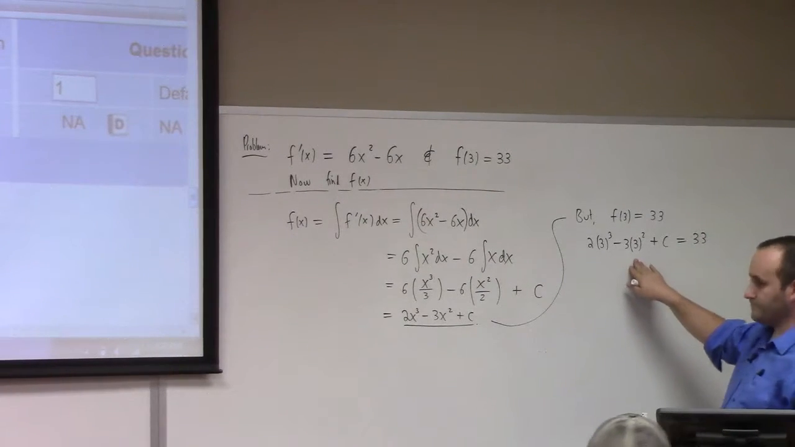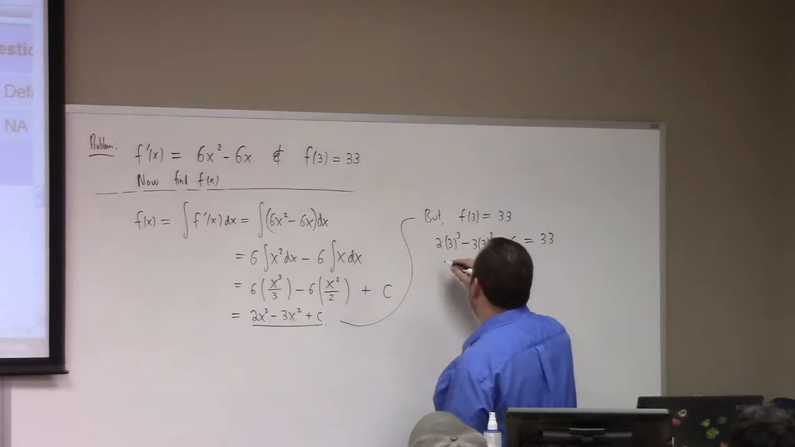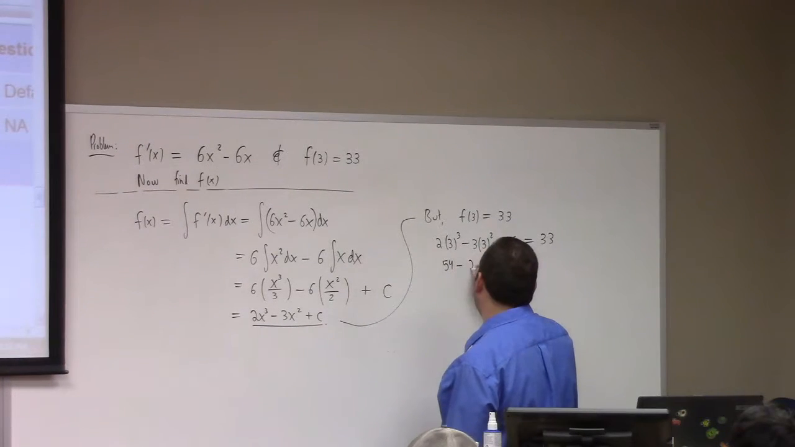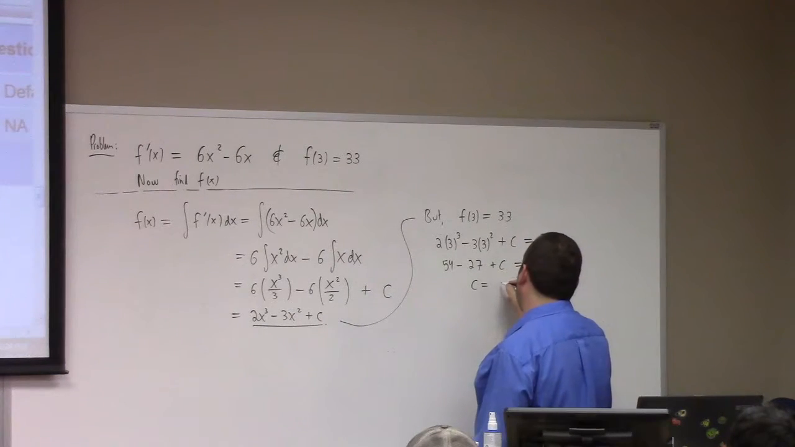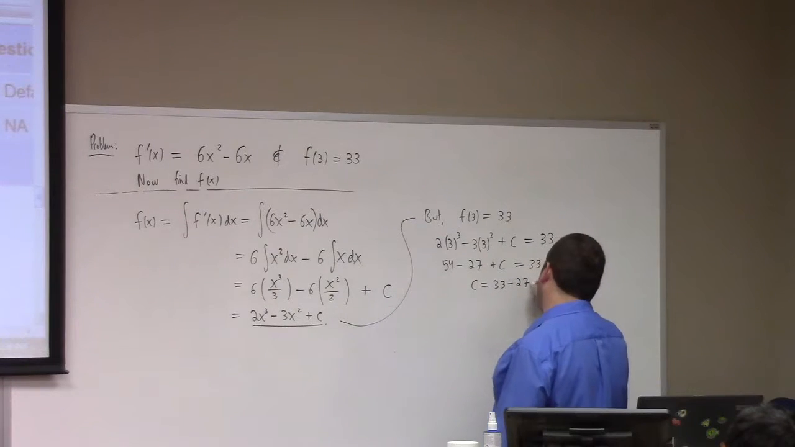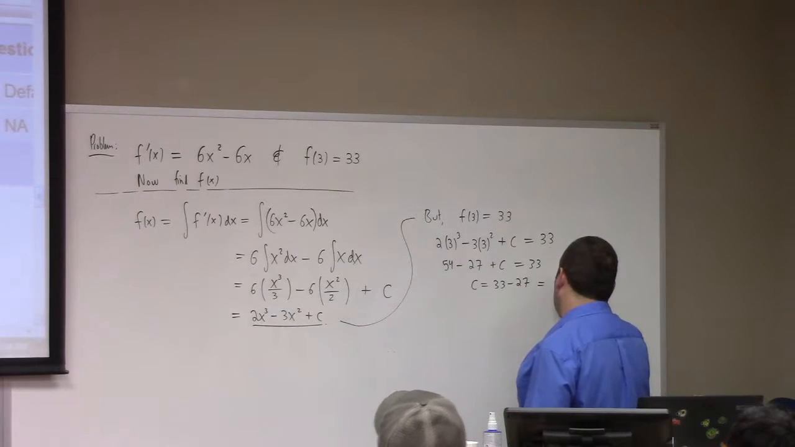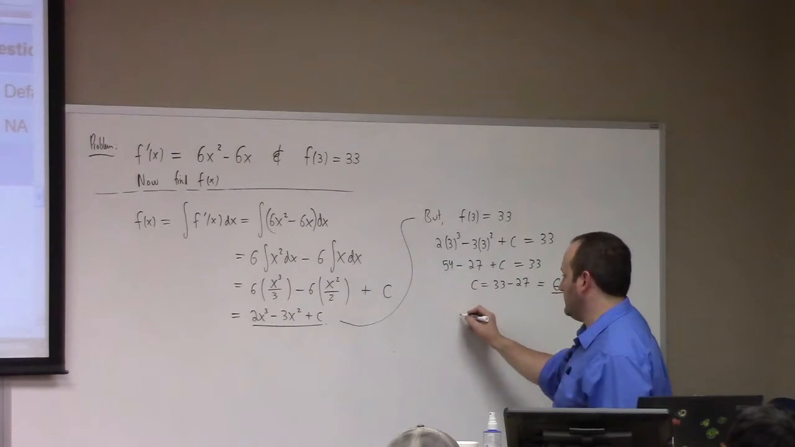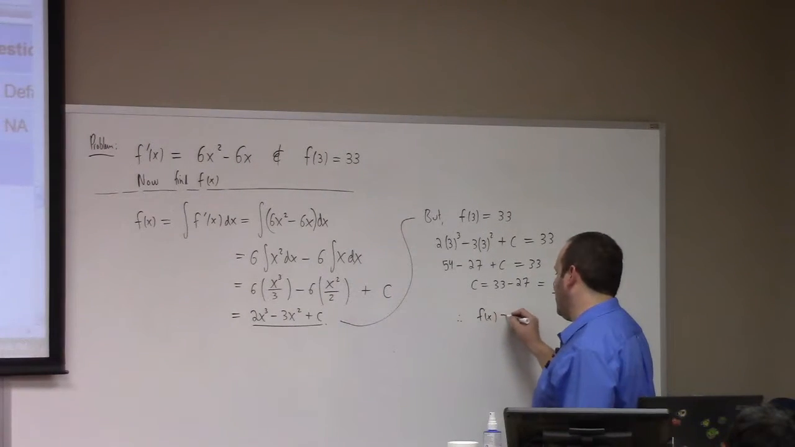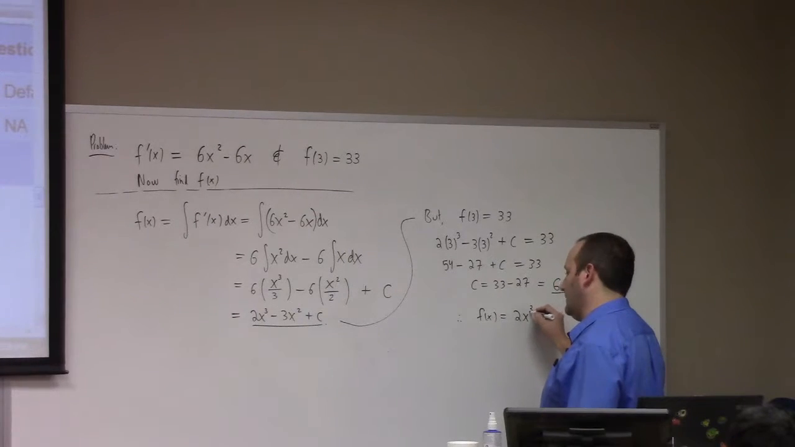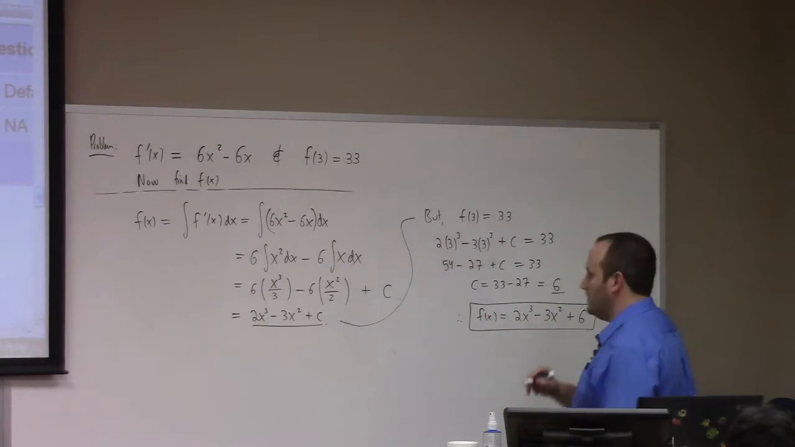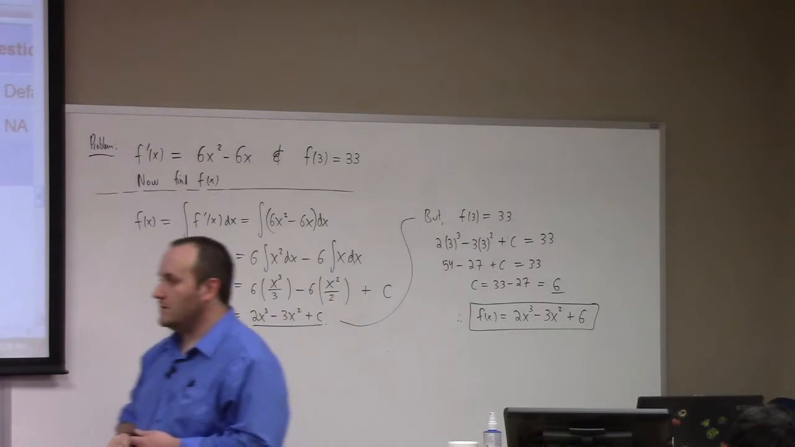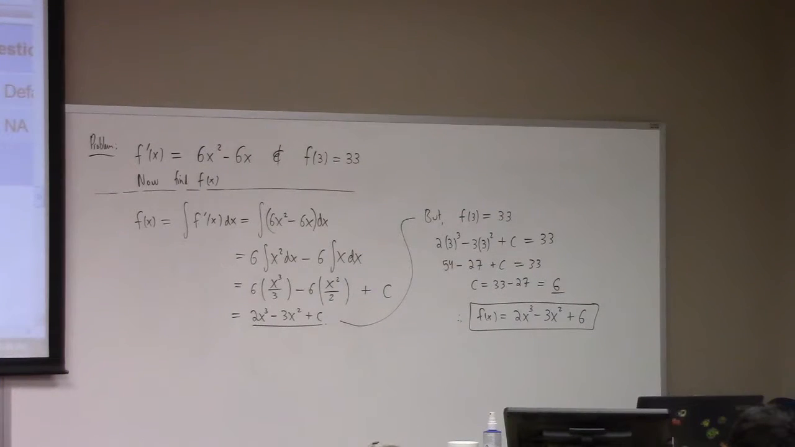But what is this? 54 minus 27 plus c. So c is equal to 33 minus 27, which is 6. So therefore, f of x is equal to 2x cubed minus 3x squared plus 6. Okay, good. Whew. That's good.